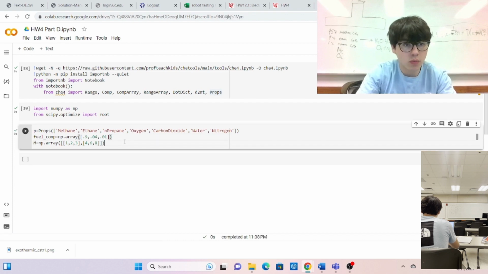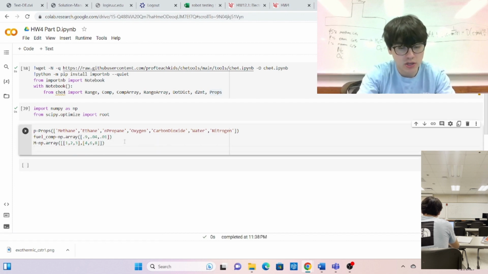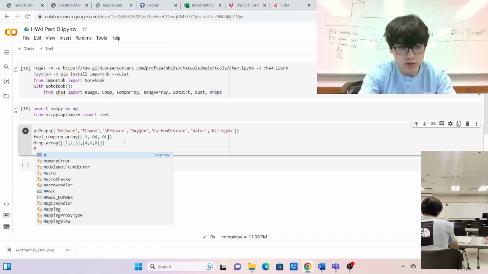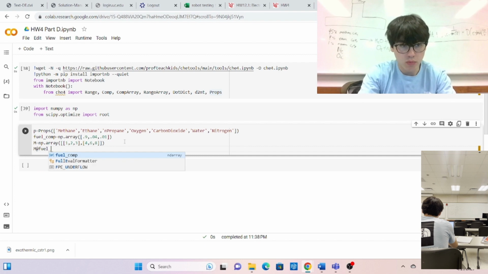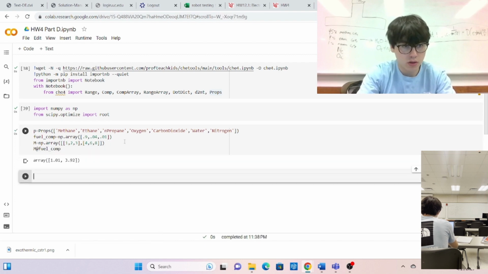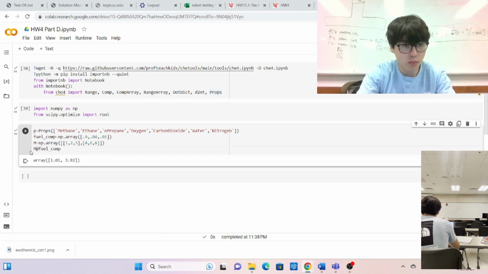All right, so we'll use a matrix multiplication, and we'll see what we get for the number of moles of carbon. Perfect, so we'll have 1.01 moles of carbon and 3.92 moles of hydrogen. Equals fuel comp there.